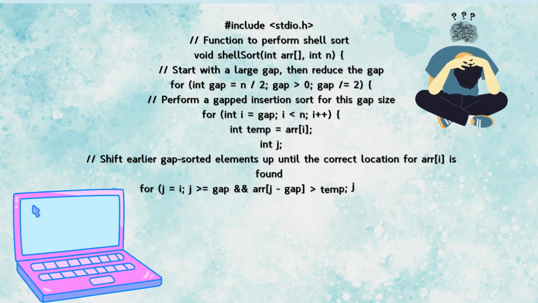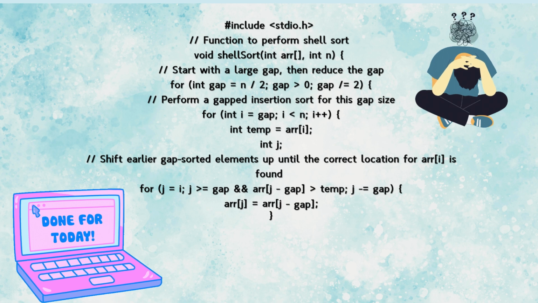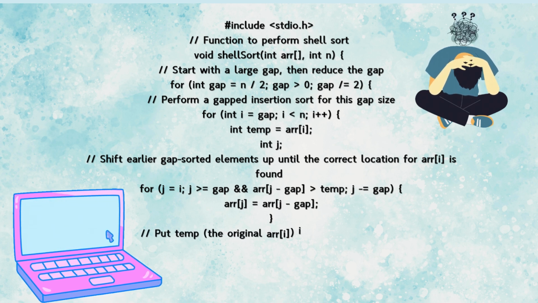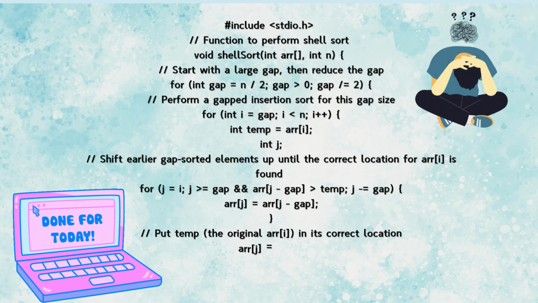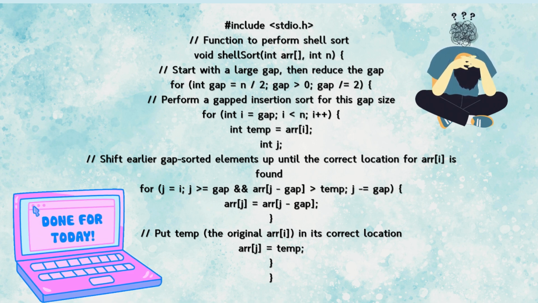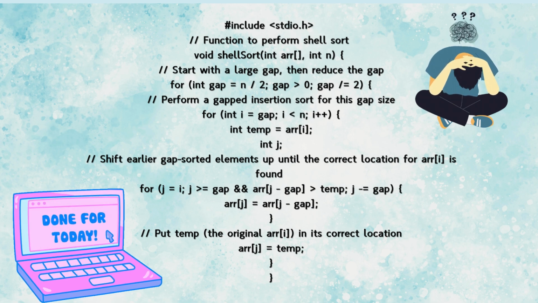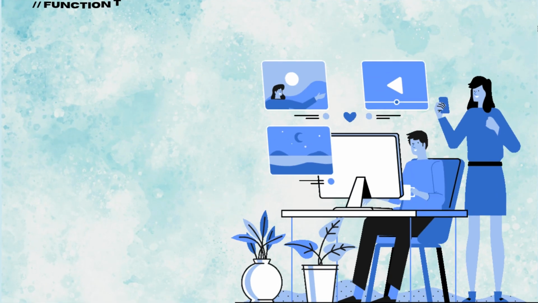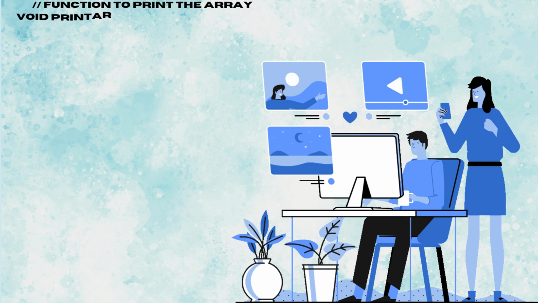int j. Shift earlier gap-sorted elements up until the correct location for arr[i] is found. for (j = i; j >= gap && arr[j - gap] > temp; j -= gap). arr[j] = arr[j - gap]. Closing curly bracket. Put temp, the original arr[i], in its correct location. arr[j] = temp. Closing curly bracket, closing curly bracket, closing curly bracket.